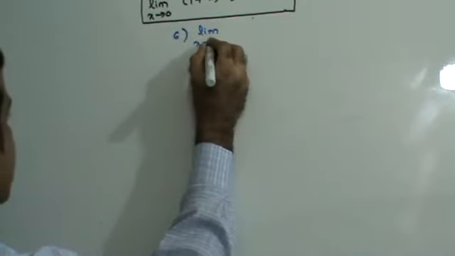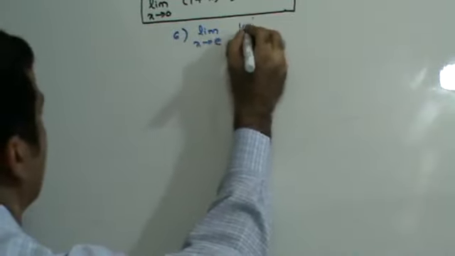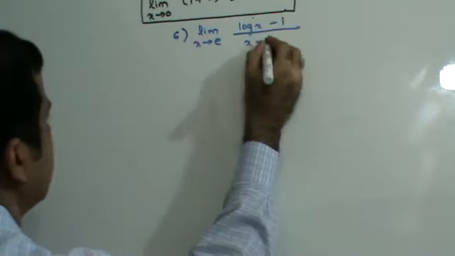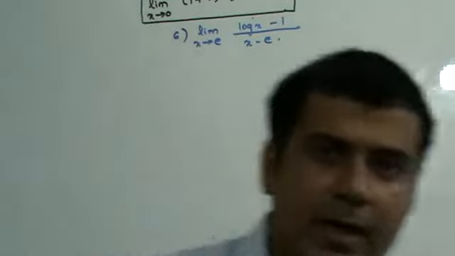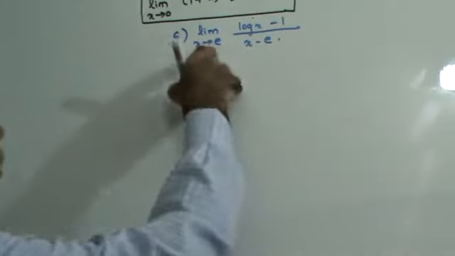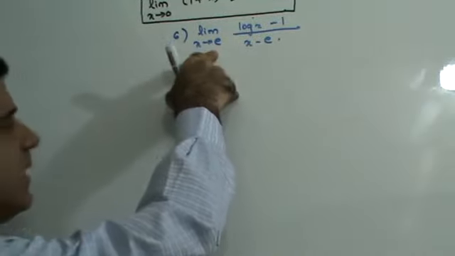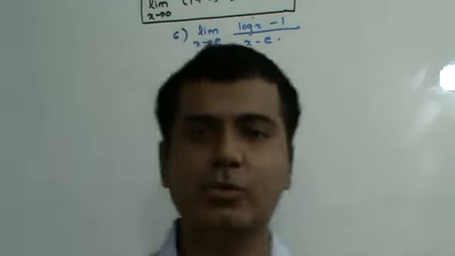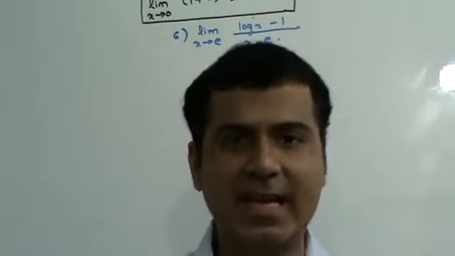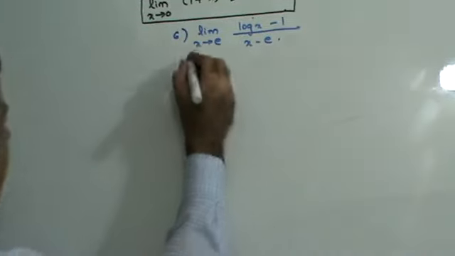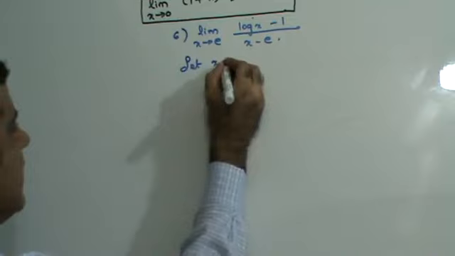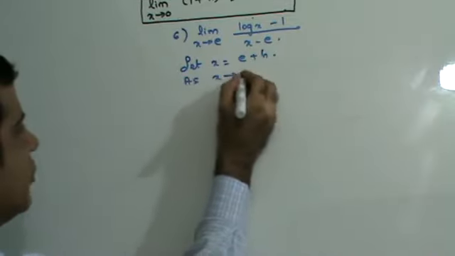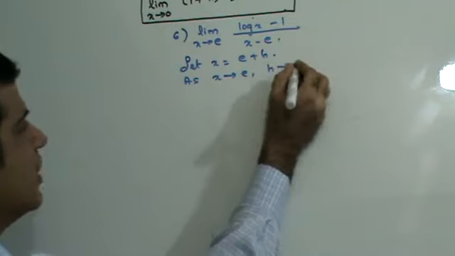Limit of x tends to e, log x minus 1 upon x minus e. Guys, x does not tend to 0. Since it does not tend to 0, the first thing I need to do is I need to make x tend to 0. How do I do that? You will say let x be equal to e plus h. As x tends to e, h tends to 0.